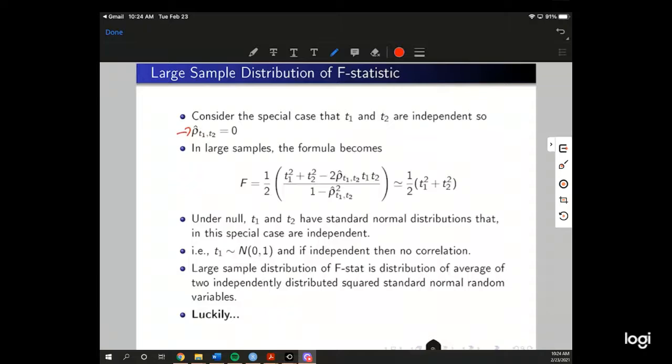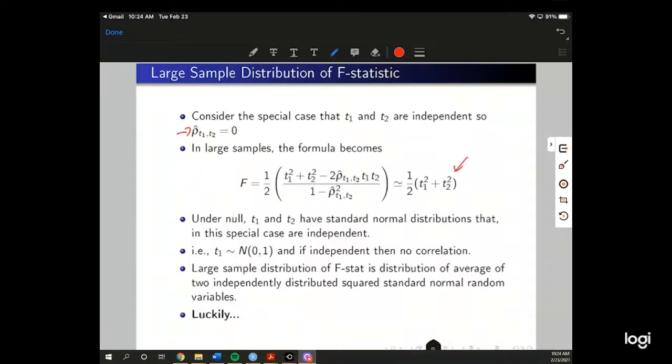So when I say we're going to look up values of the F statistic, just like we know that the t statistic is normally distributed, meaning we can go to the Z table, we need to know what the distribution of the F statistic is so we can go look it up on a particular table. So if we assume that the two, T1 and T2, are independent, then the correlation tends to 0, and so in large samples the formula becomes approximately 1/2 times T1 squared plus T2 squared. So what does this look like?